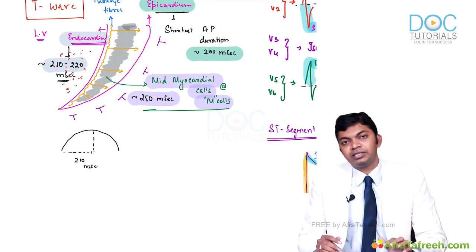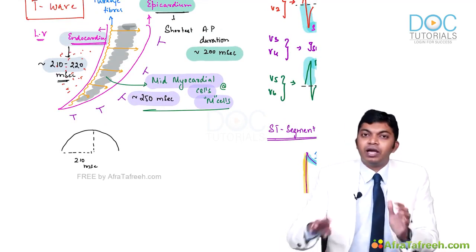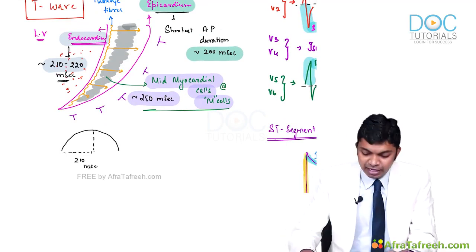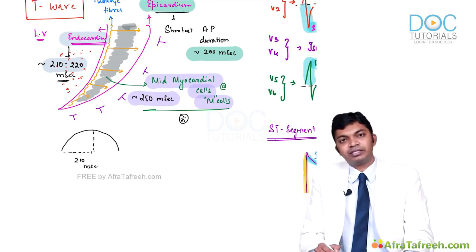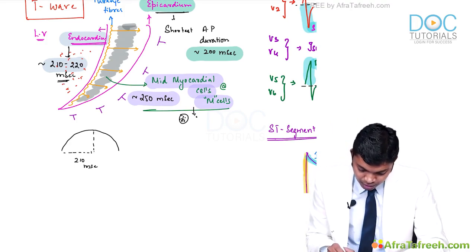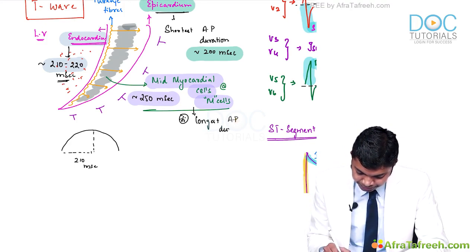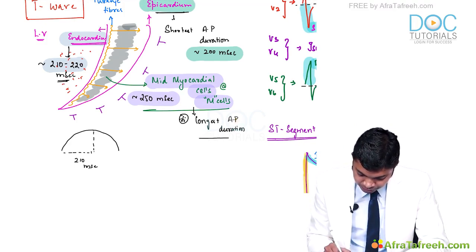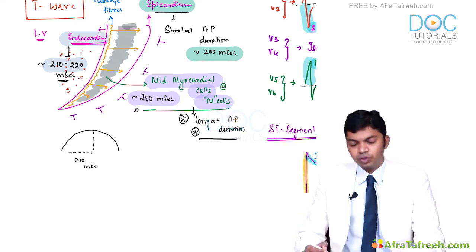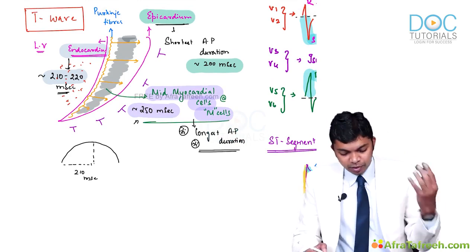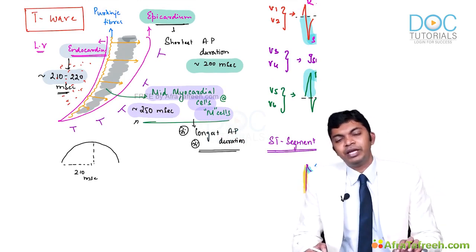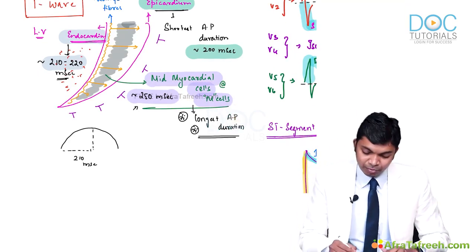So, the first question asked in T waves has been about mid-myocardial cells, the action potential duration of mid-myocardial cells. M cells are the cells with the longest action potential duration, doctors, and the duration is about 250 milliseconds, right? Now remember, epicardial cells have the shortest, and endocardial cells have slightly in between action potential duration. This is how the T wave is formed.